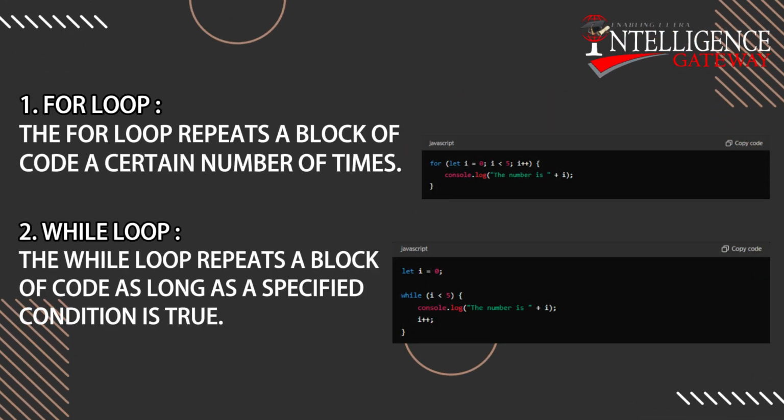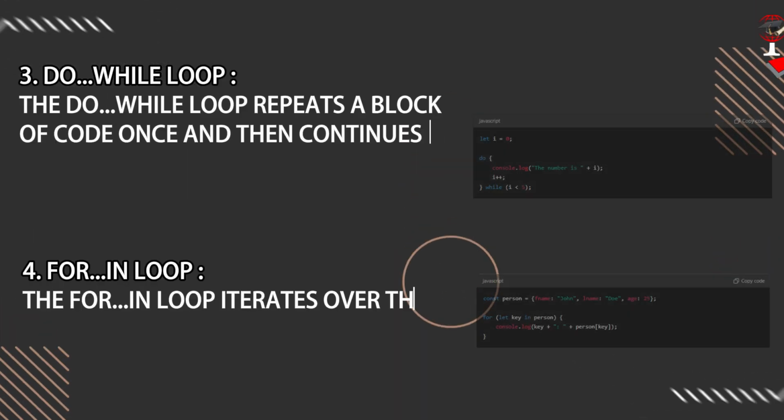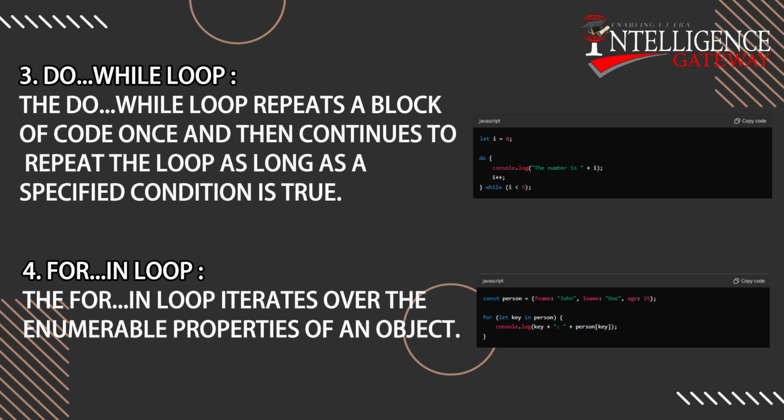1. For loop. The for loop repeats a block of code a certain number of times. 2. While loop. The while loop repeats a block of code as long as a specified condition is true. 3. Do while loop. The do/while loop repeats a block of code once and then continues to repeat the loop as long as a specified condition is true.